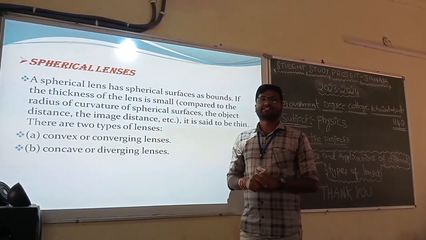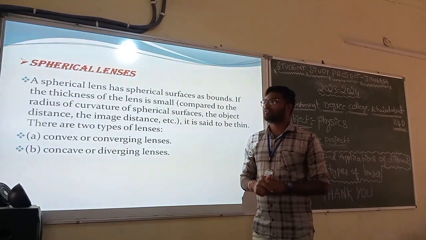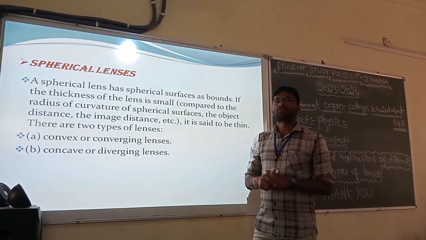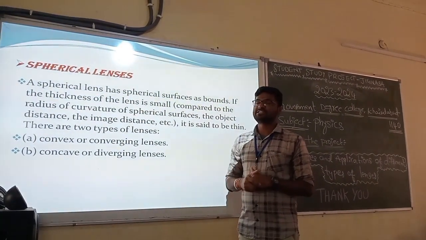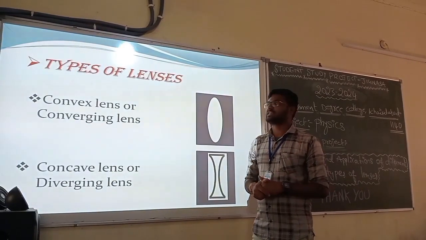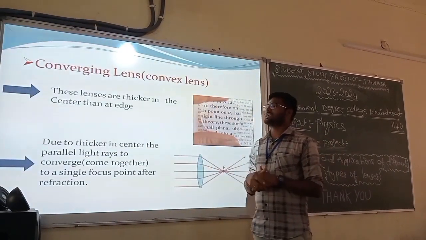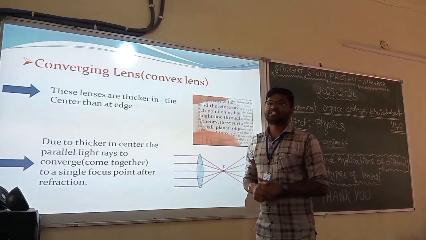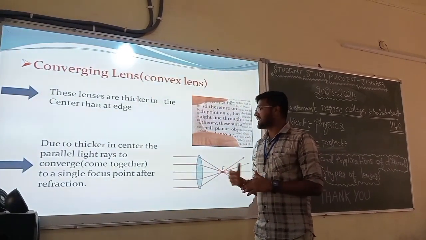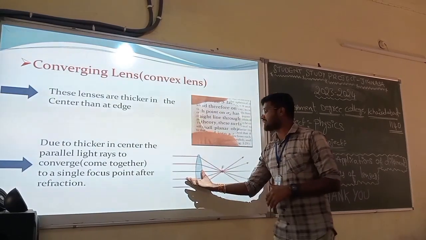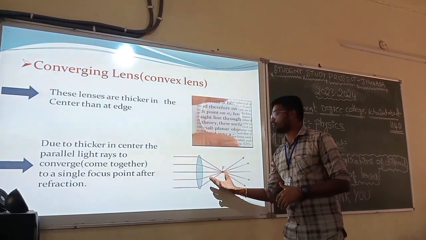If the thickness of the lens is small compared to the radius of curvature of the spherical surfaces, the object distance, the image distance, etc. There are two types of lenses. One is the convex lens, another one is the concave lens. Convex lens: if a lens is thicker at the center than the edges, it is a convex lens, since parallel rays will be converged to meet at the focus.